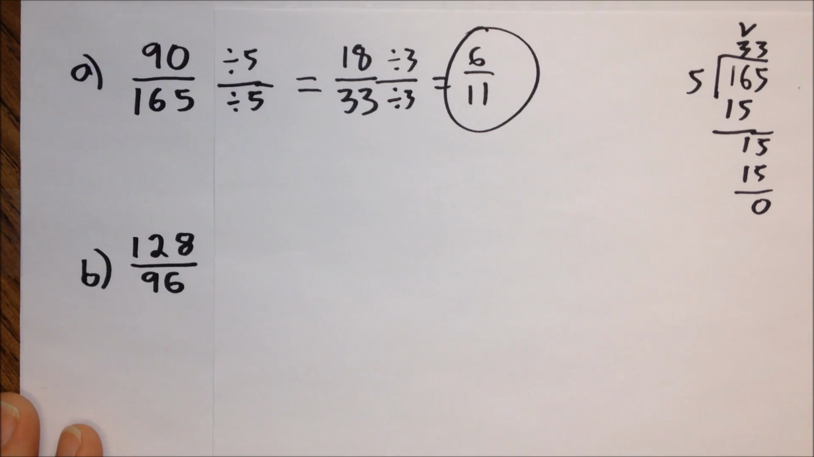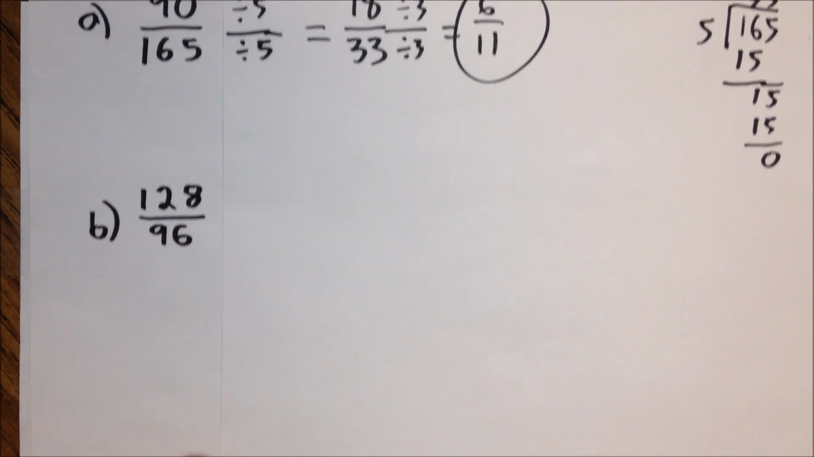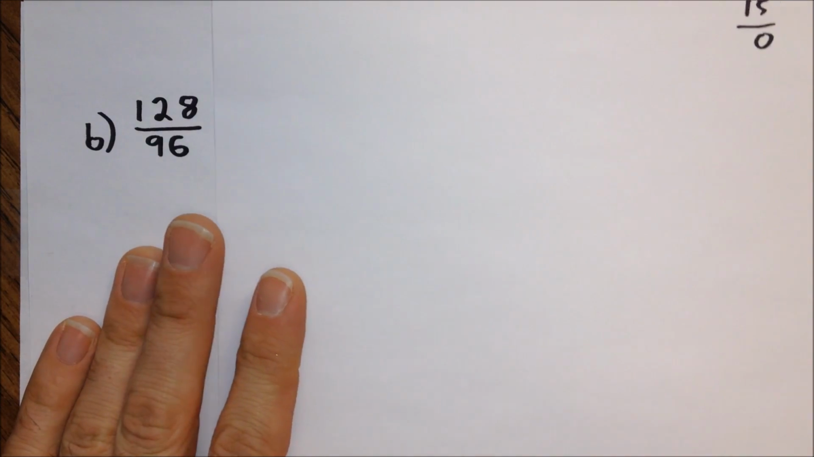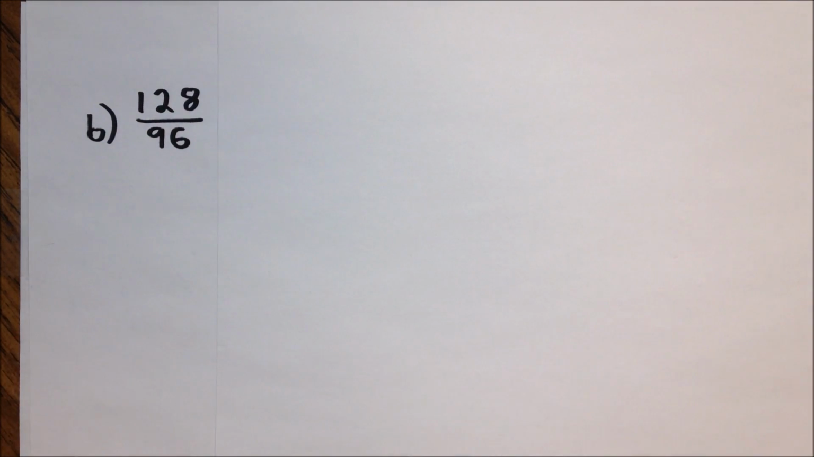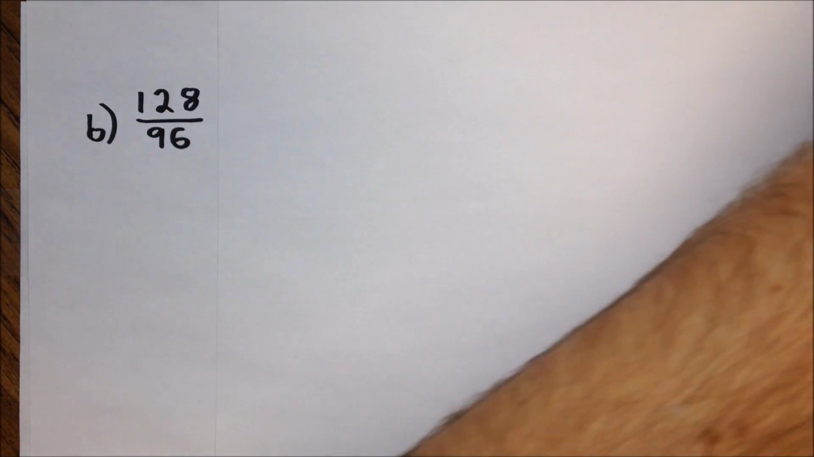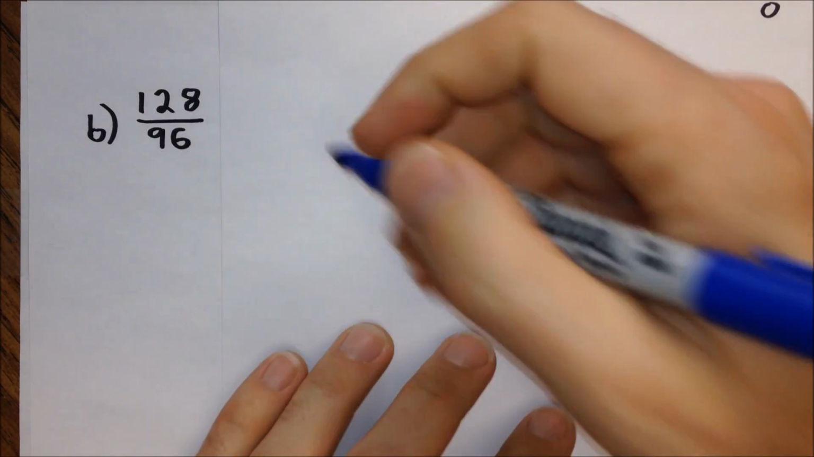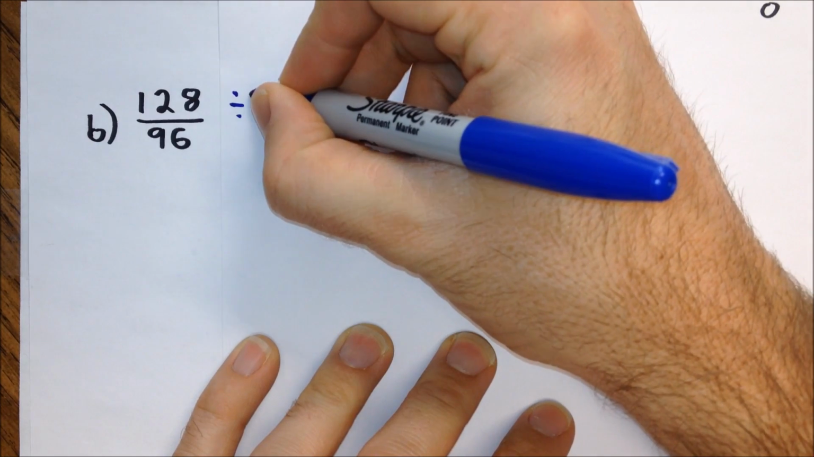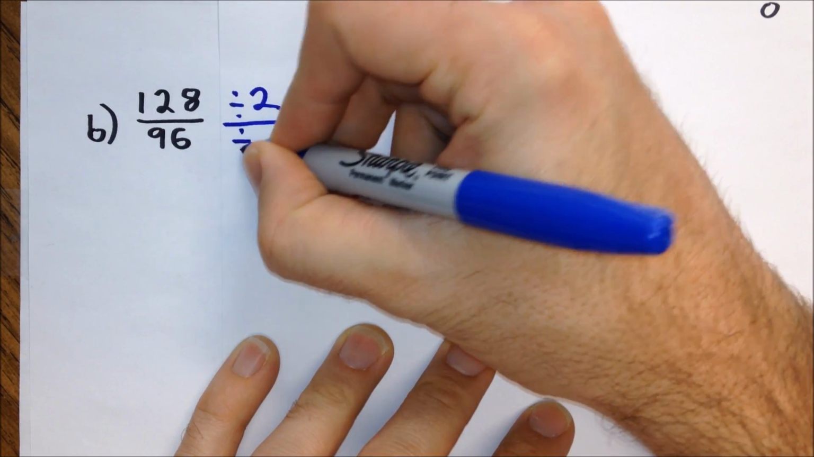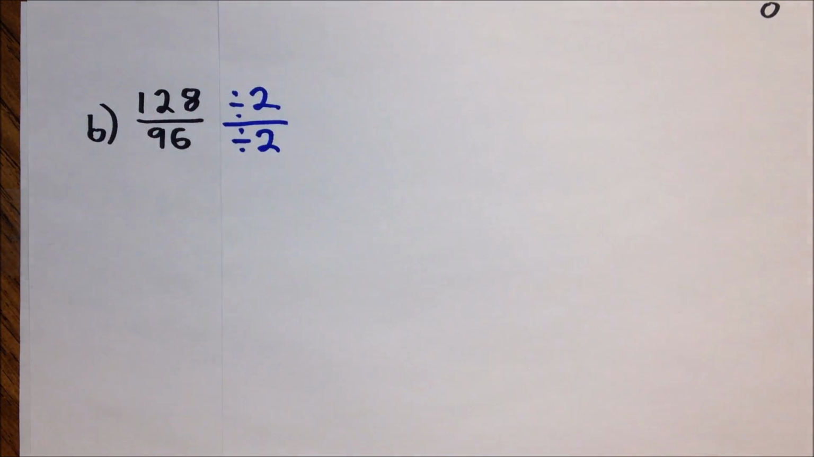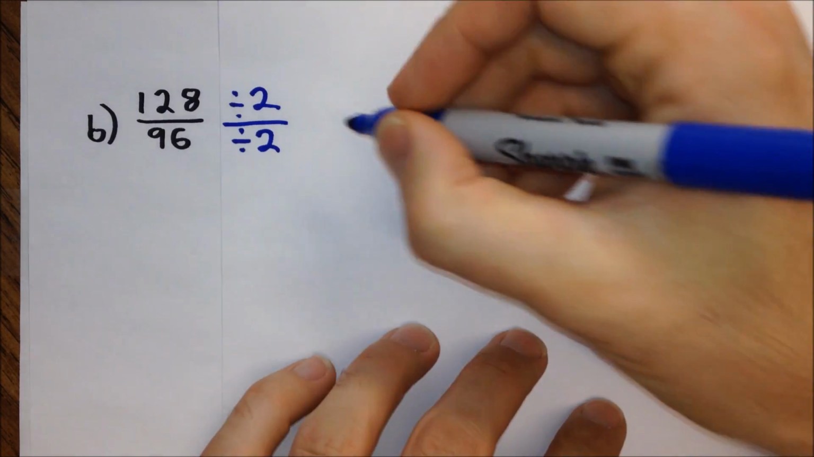Okay, that's great, and that's exactly how we approach this problem. Now let's look at our second problem, which is 128 over 96. And let's see if we can solve this one. It's not obvious to me, just right off the bat, what is the first number that they both go into, but they are both even. So why don't we divide them both by 2 and see if that helps.